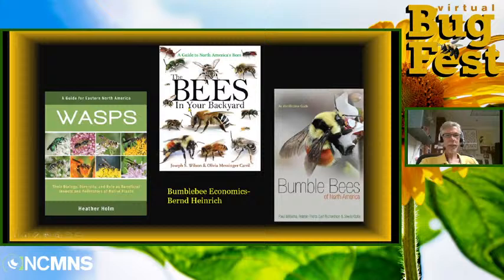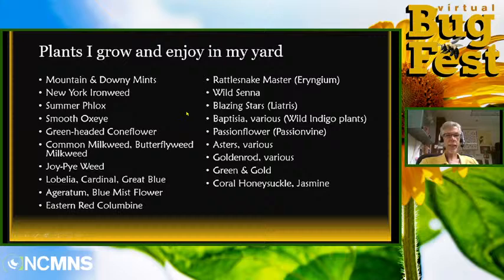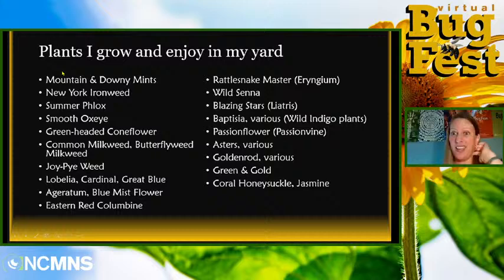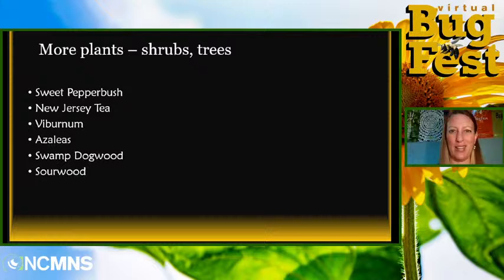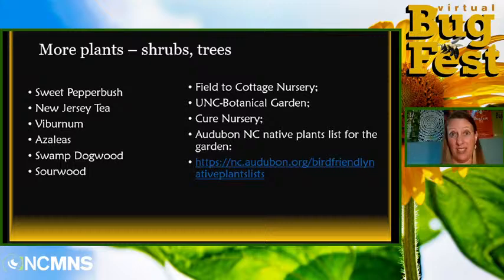Bumblebee Economics was a great book that Bernd Heinrich wrote about 40 years ago. It still applies. These are plants that I like. I sent this in, so if people are interested, we can email that. I'll do that, John. If you send that list to me, I will email that out to everybody who registered today. Okay. And we'll get this list, because I need it too. And I need some of your passion flower and mountain mint. All right.